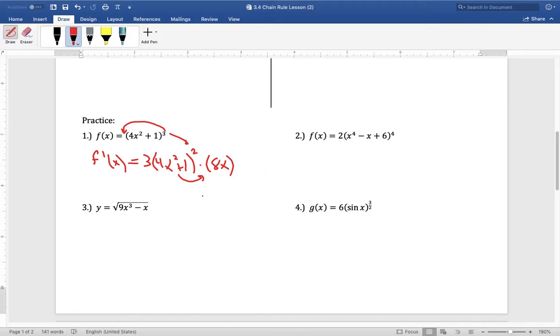Really, the only thing you probably could do is multiply the 3 times the 8x, make it 24x, and put it in front of this. But this could also be FOILed out, but I wouldn't worry about it. All right, on to number 2.